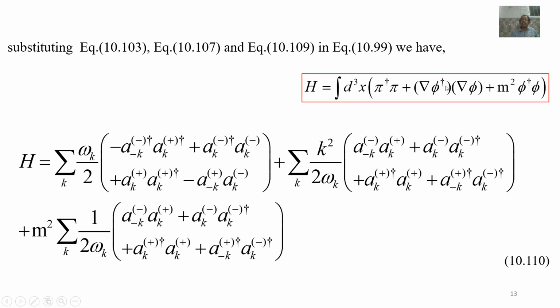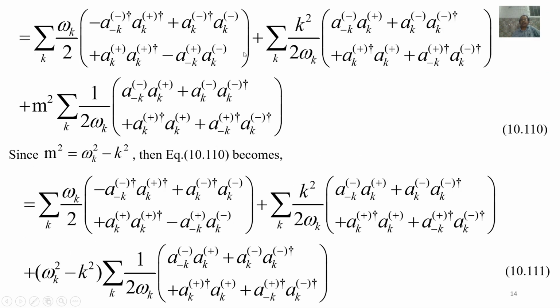Now we are going to substitute. This is the expression for pi dagger pi, which I have written here for the first term. And this is the expression for the second term, del phi dagger del phi, given by this expression, and phi dagger phi is given by this expression, and of course m squared is here. So now 10.110 is exactly where we have replaced the corresponding terms of equation 10.99. I have written the same term here.